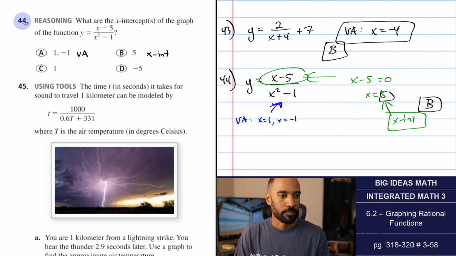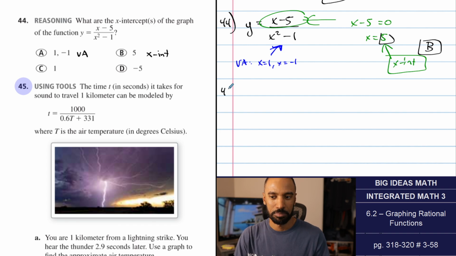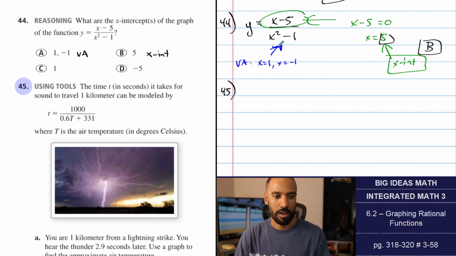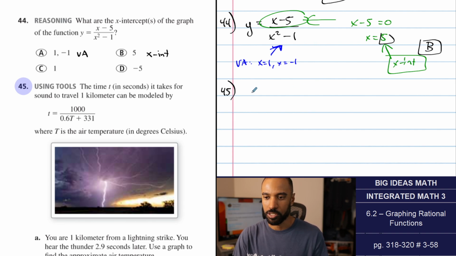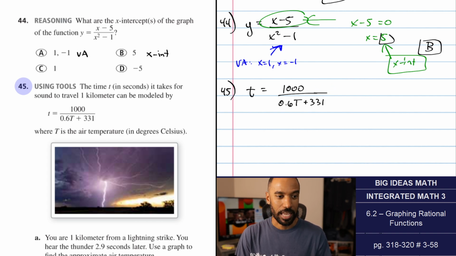Number 45. When it says using tools, I assume it's a graphing calculator, especially given the equation we're looking at. Probably a graphing calculator. The time t in seconds it takes for sound to travel 1 kilometer can be modeled by this. I got a lowercase t and capital T. Make sure that you are using both the same here as well. Where capital T is the air temperature in degrees Celsius. All right, that's it.